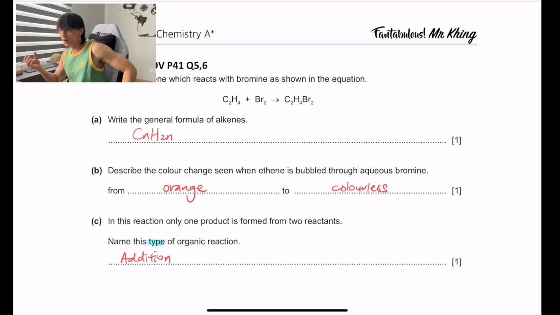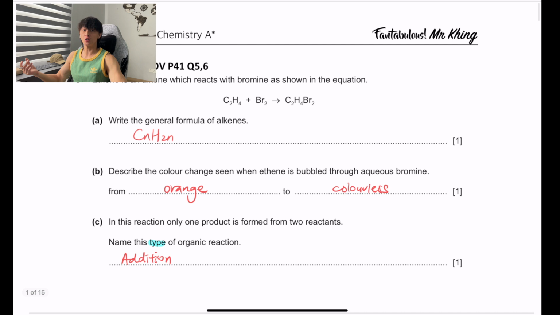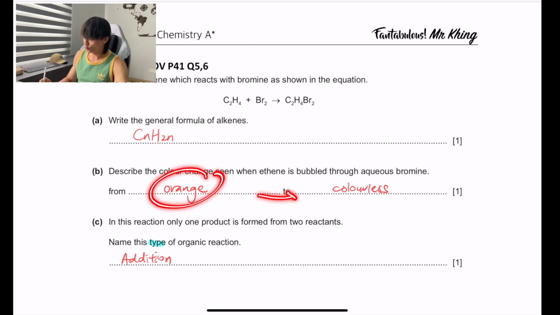Remember, how do you test for the presence of alkene? We test with aqueous bromine or bromine water, and the color change would be from orange to colorless.